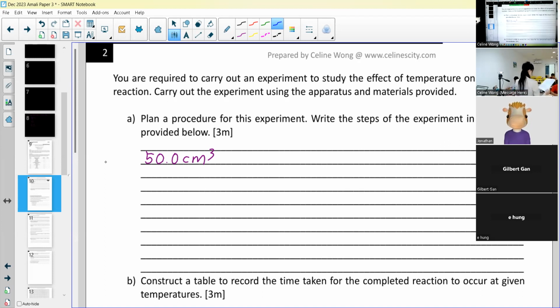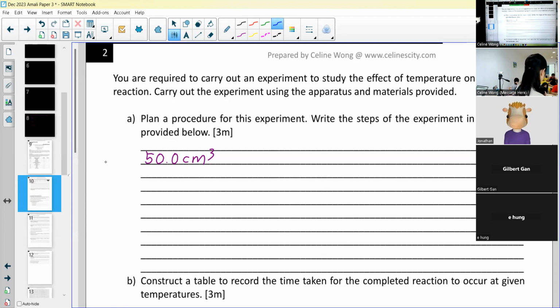Okay, last step. Repeat step 1 to step 7, at the temperature of 40.0 degrees Celsius and 50.0 degrees Celsius. Step 7 is repeat step 1 to step 6. Oh, okay. Step 1 to step 6, sorry. Repeat step 1 to step 6 at the temperature of 40.0 degrees Celsius and 50.0 degrees Celsius.